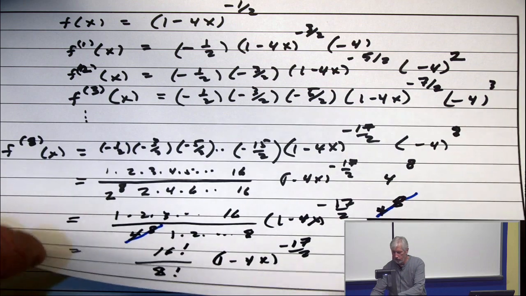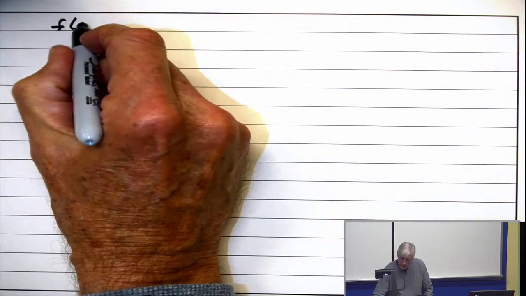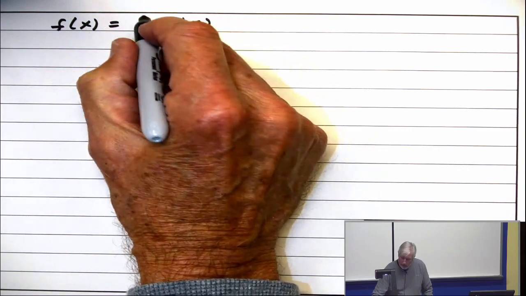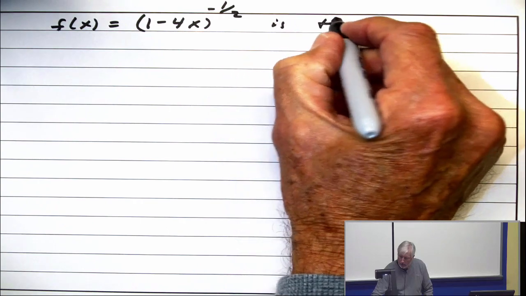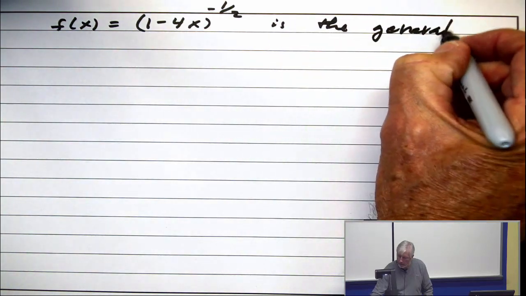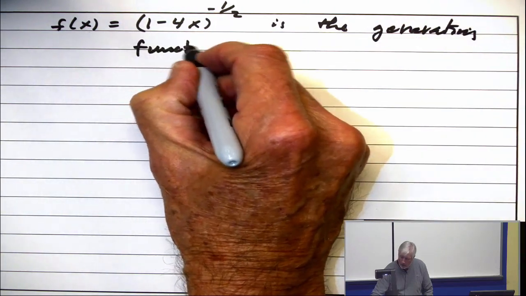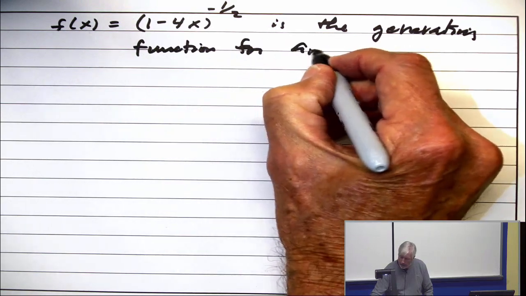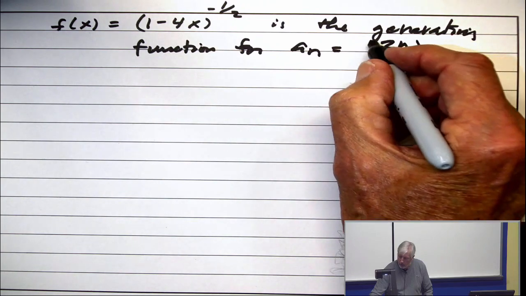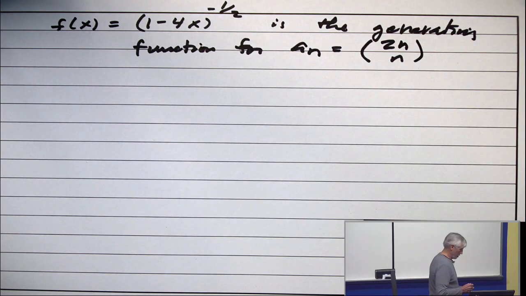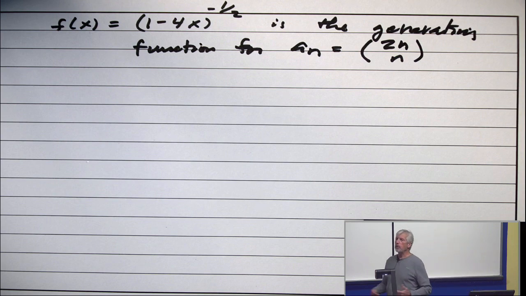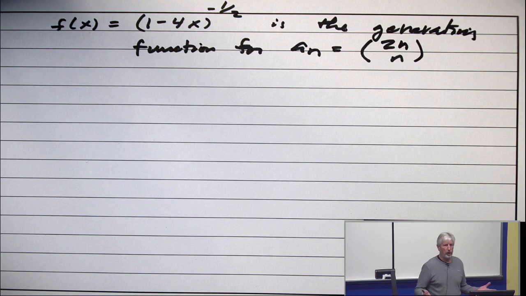So, summary. f of x equals 1 minus 4x to the minus 1 half is the generating function for a_n equals the binomial coefficient 2n choose n. And see, if I was teaching at UGA, I'd have to just wave hands and say, trust me on this. But you don't. I'm just using Taylor series. And we just did the derivation. Okay?